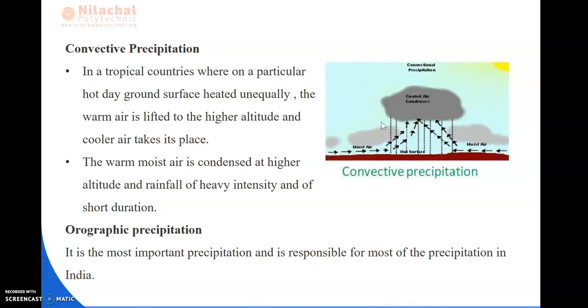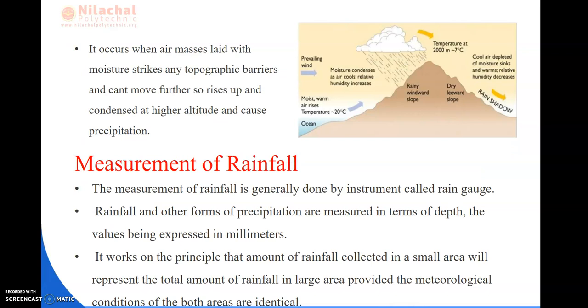Next is orographic precipitation. It is the most important precipitation, and it is responsible for most of the precipitation in India. It mainly occurs when the air mass laden with moisture strikes a topographic barrier and cannot move further, so it rises up, condenses at higher altitude and causes precipitation. It is mainly in mountain regions, where the moisture is obstructed by mountains, rises to a higher altitude, then gets condensed and the rainfall occurs.